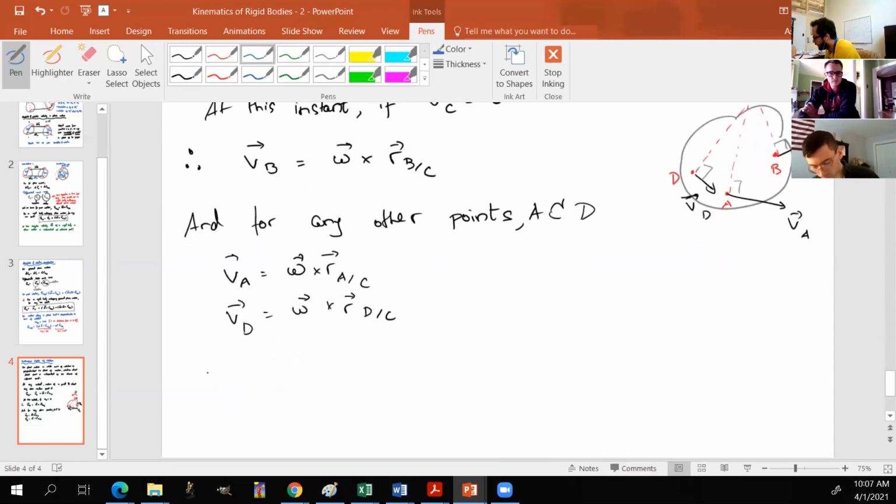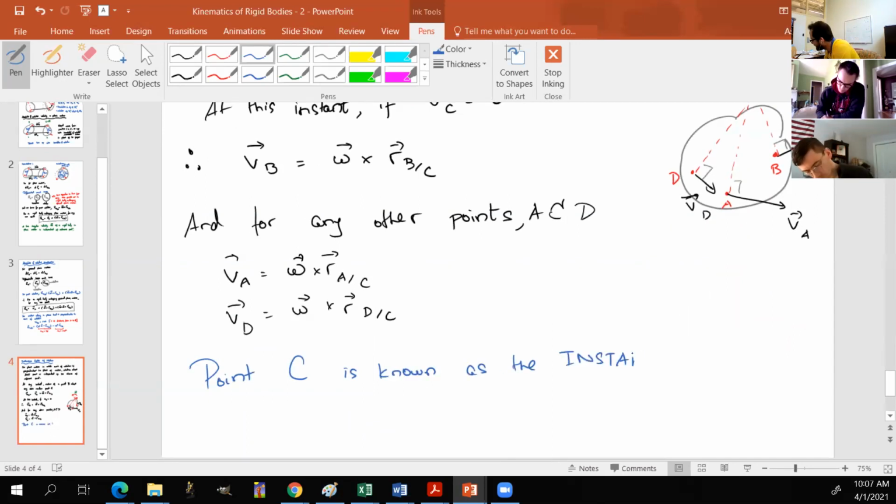And point C is called the instantaneous center of rotation.